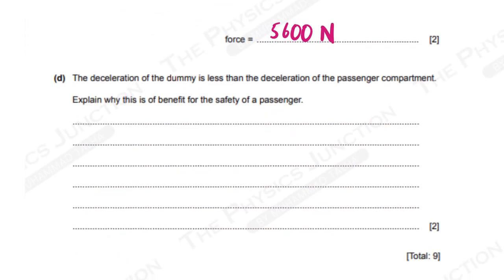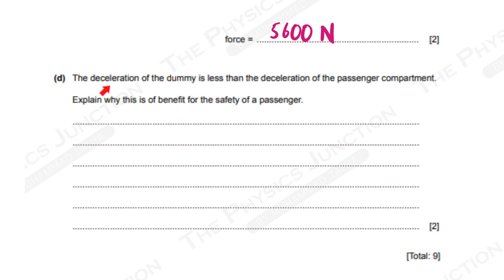Last part, deceleration of the dummy is less than the deceleration of the passenger compartment. Explain why this is of benefit for the safety of a passenger. So now when we were doing the theory, we talked about the idea of crumple zones, seat belts, airbags, for why it's good for passenger safety. And we know that the idea in that case was this, that the greater the time, the lesser would be the force acting on the passenger. Now this is also pretty similar. It's just that now the examiner is not talking about the time, rather he's talking about decelerations. So you just need to be a bit broad-minded to answer this question.